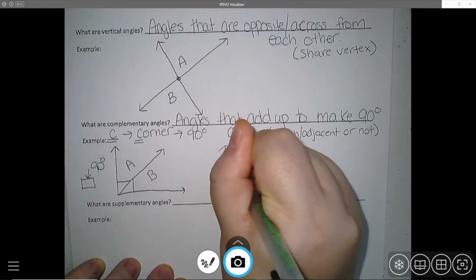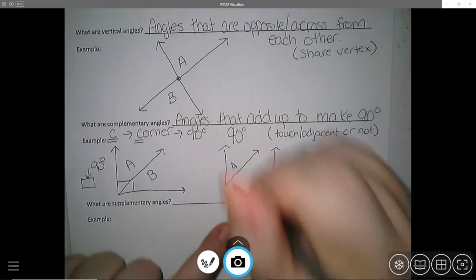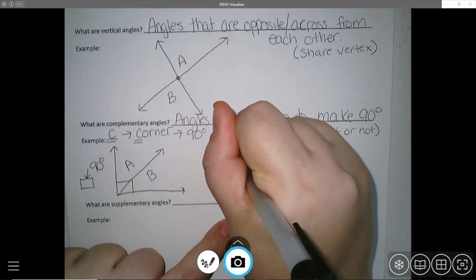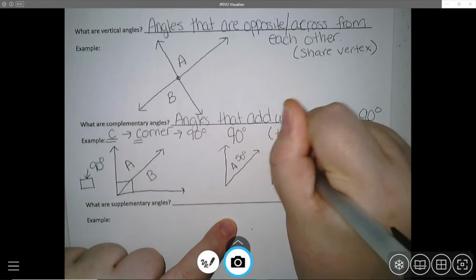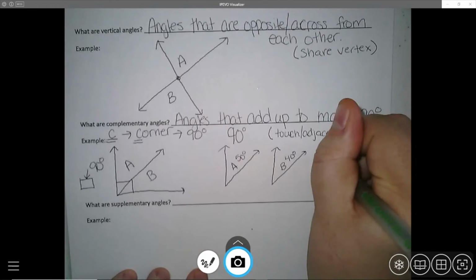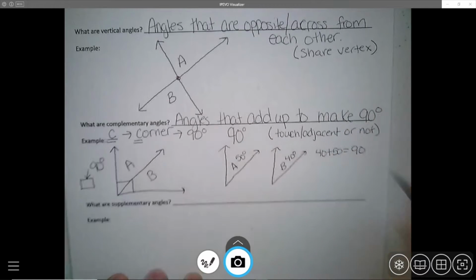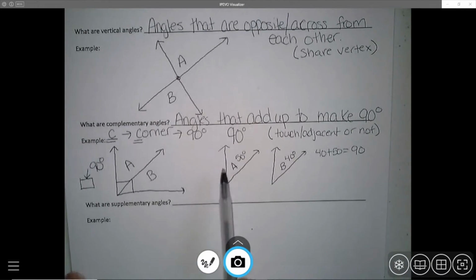For them to be separate, you have to know that they are complementary. You're going to see two angles drawn by themselves, but you have to see degree markings inside. Notice A is 50 degrees, B is 40 degrees. How I know that A and B on the second example are complementary is because when I add the 40 and the 50, I get 90 degrees. So if the angles are not touching, you literally need to add the degrees together to see if it's 90.